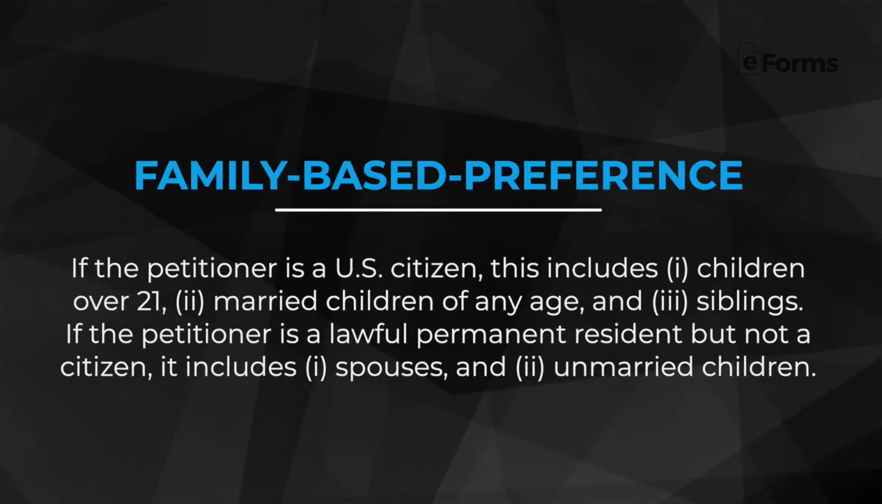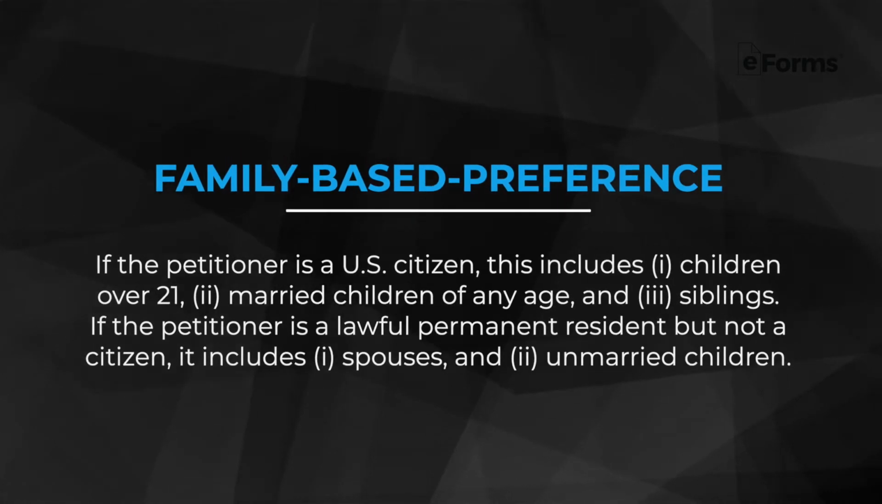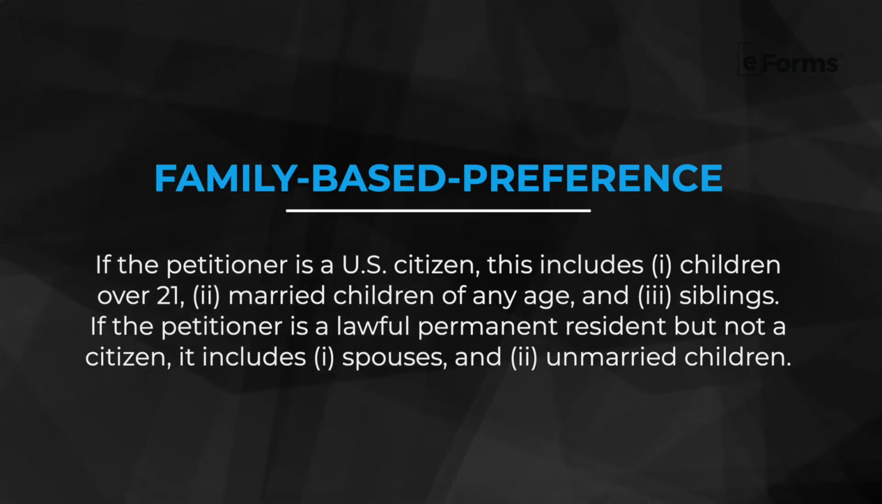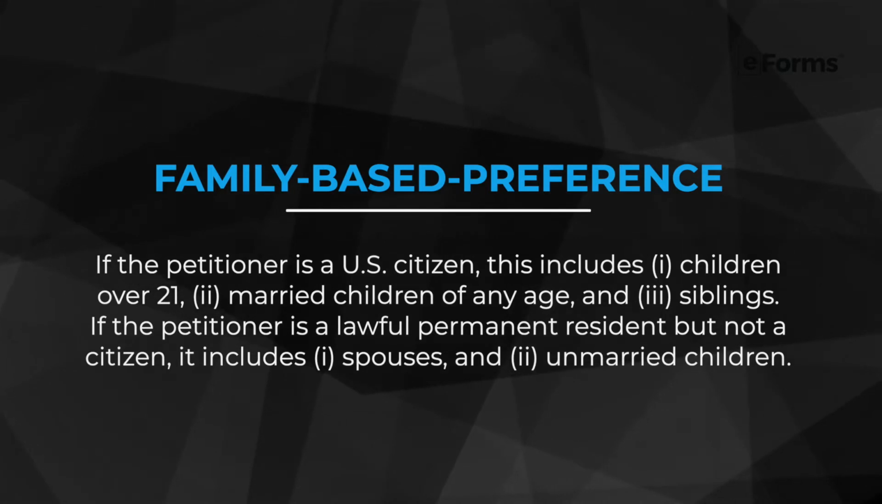The other category is known as family-based preference. If the petitioner is a US citizen, this includes children over 21, married children of any age, and siblings. If the petitioner is a lawful permanent resident but not a citizen, it includes spouses and unmarried children.